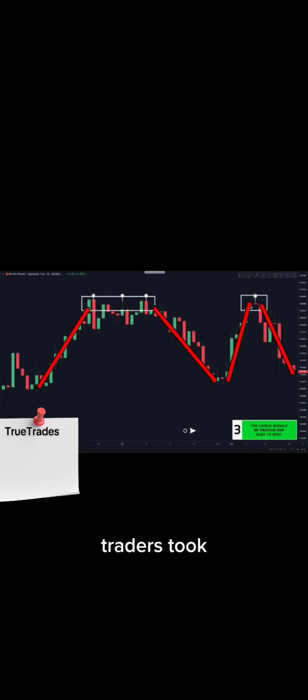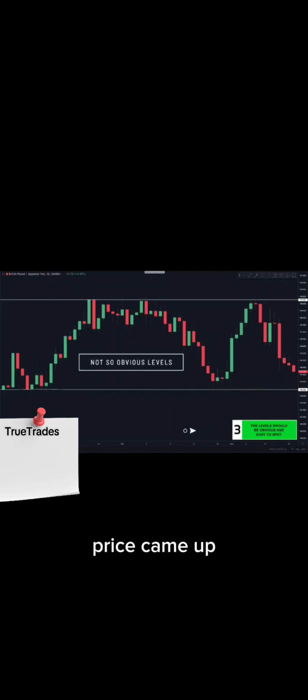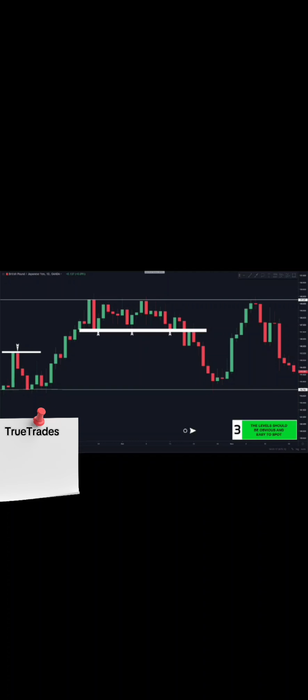Price came up, hit and reversed, giving us a clear level of resistance. And again, it is very obvious and you can spot it right away. Same along the bottom, price came down, hit and reversed again. This is very obvious and you can spot it right away. In contrast, here are some minor levels that are not obvious. To the left, you have this minor level here that is not obvious. And then you have this next minor level here that is also not obvious.